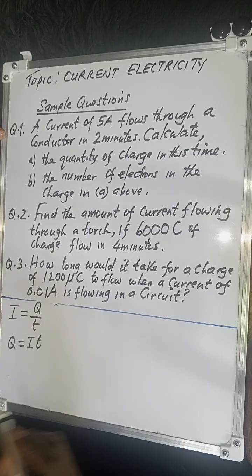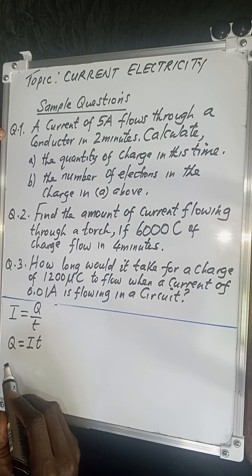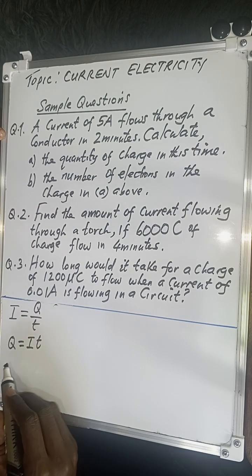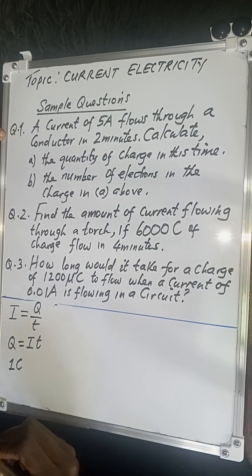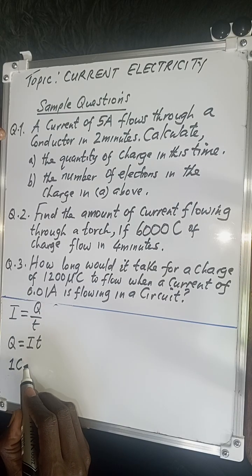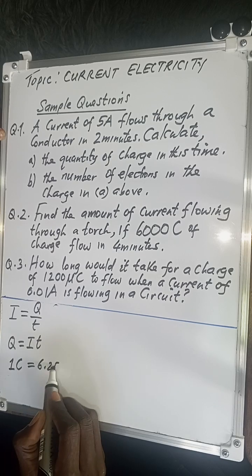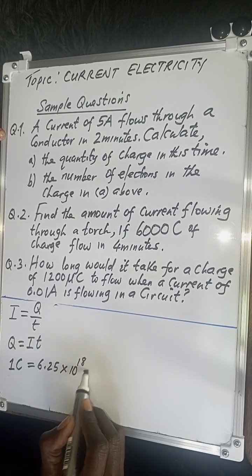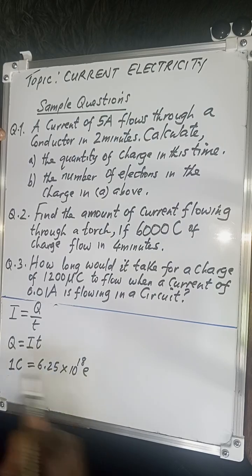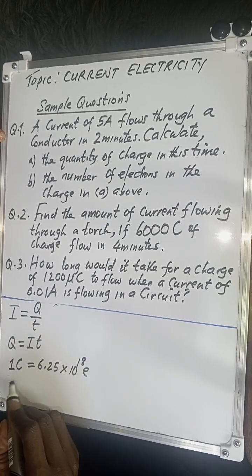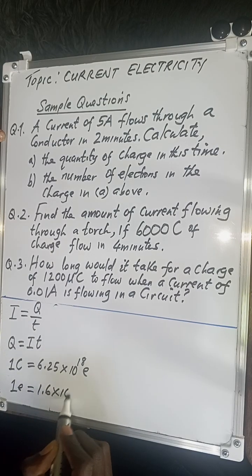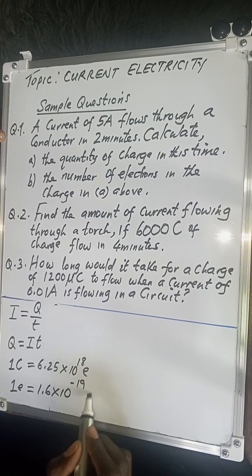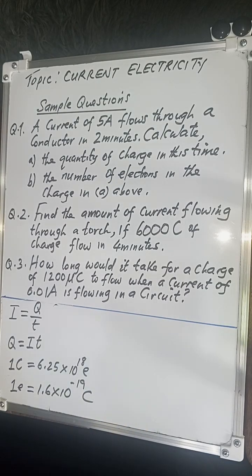Then of course, for those that are doing pure science, I went further and highlighted the concept that 1 coulomb is simply the charge carried by 6.25 times 10 raised to the power 18 electrons. And therefore, we did try to find out what 1 electron is. We did say 1 electron is equal to 1.6 times 10 raised to the power negative 19, and this was in coulombs. So these are concepts that you still need to remember.